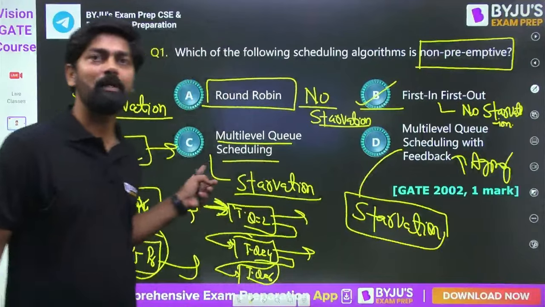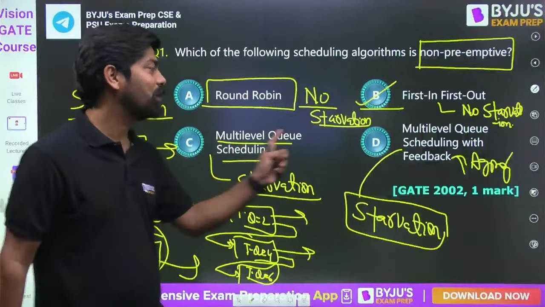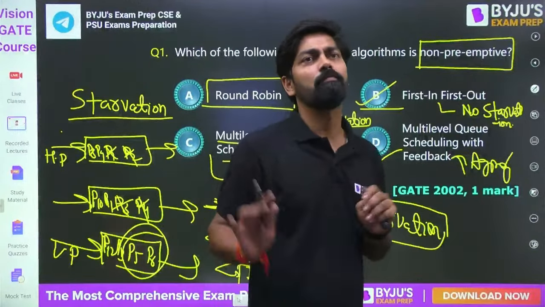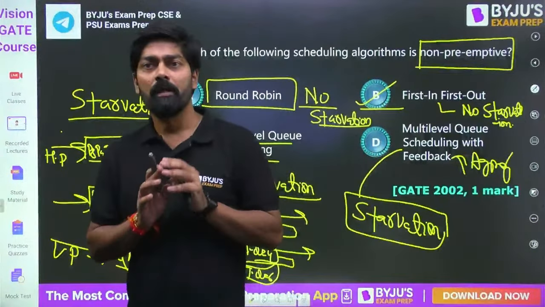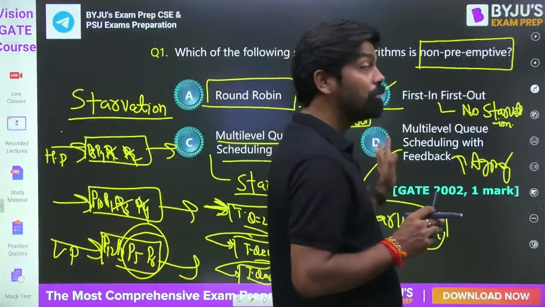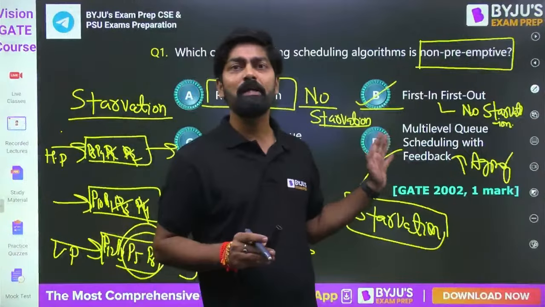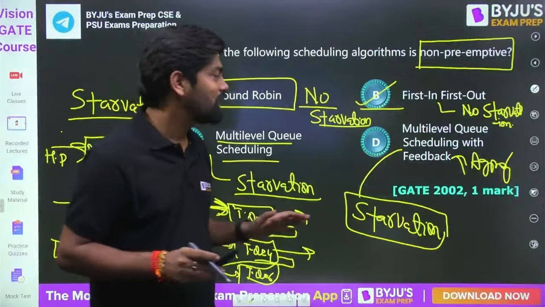In the multi-level queue scheduling algorithm, you cannot apply aging. You can apply aging here, my dear friend. So I have given you this logic. Maybe that particular question has been asked in GATE, my dear friend.